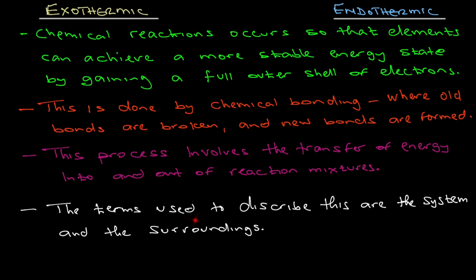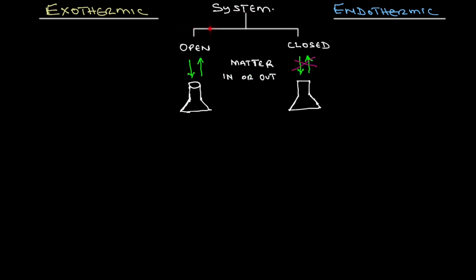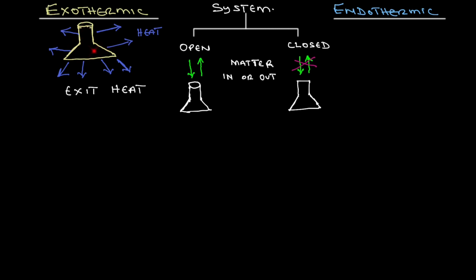The terms used to describe this are the system and the surroundings. Here is a system. There are two types of system, open and closed. In an open system, matter can go in or out of the system. But for a closed system, no matter can go in or out of the system. But heat can go into and out of any system, because heat does not have mass, it has electromagnetic energy.